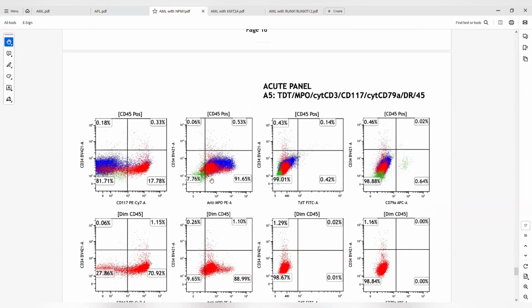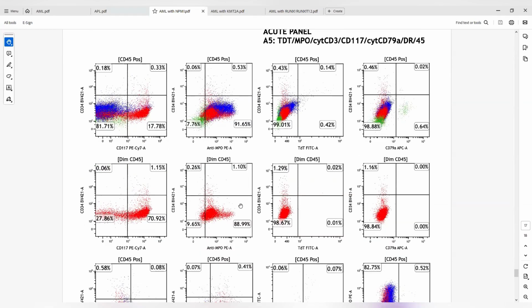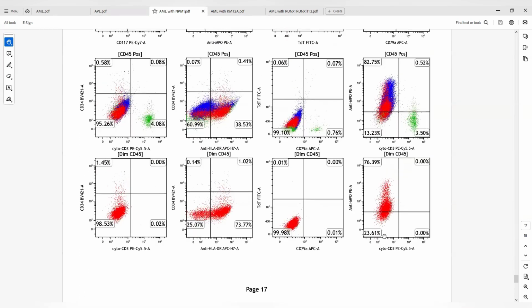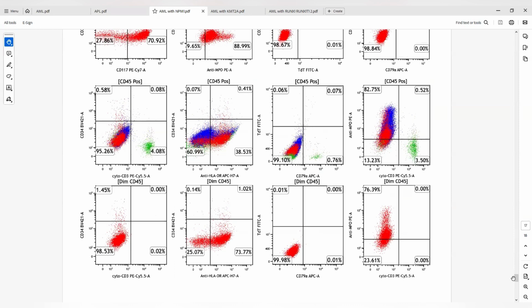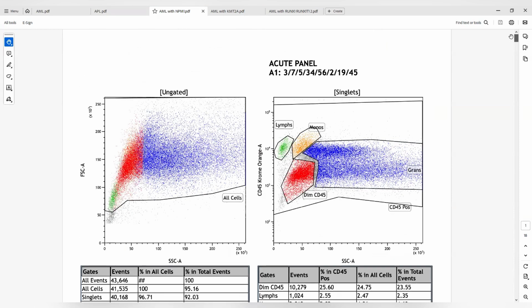And lastly here, myeloperoxidase is positive, which is the myeloid-defining lineage marker. TdT, which is an immature lymphoid marker, is negative. CD79a, which is expressed in B lymphoblasts and some cases of T lymphoblastic leukemia, is negative here as well. And cytoplasmic CD3 is negative. So overall, we're dealing with this abnormal myeloid blast population that is dim CD45.